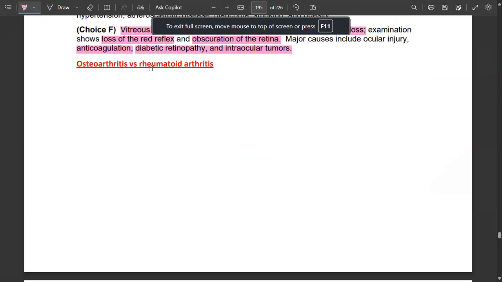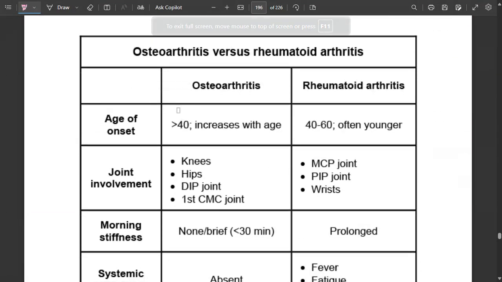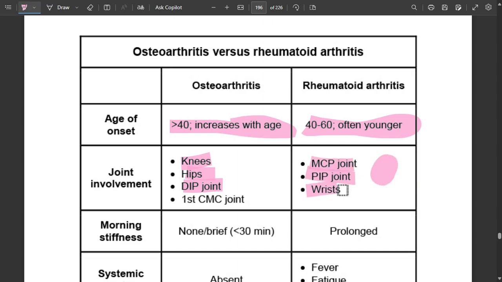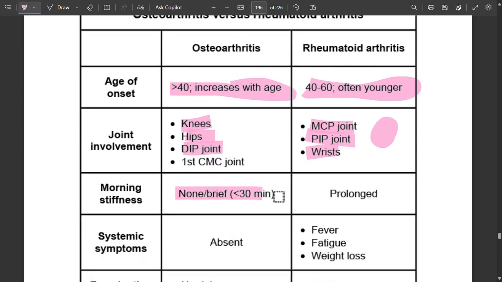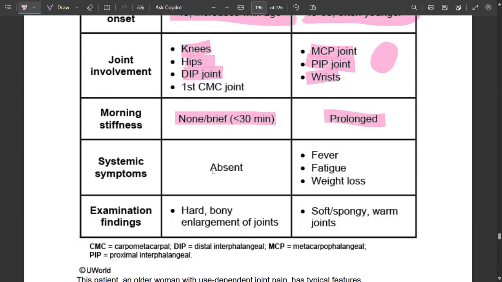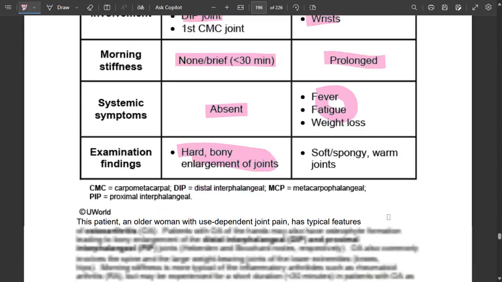Okay, let's talk about osteoarthritis and rheumatoid arthritis. Osteoarthritis occurs with increased age, people aged 60 or more, and is often younger in rheumatoid arthritis. Knees, hips, and DIP joints are most commonly involved in osteoarthritis, but DIP is spared in rheumatoid arthritis. MCP joints, PIP joints, and wrists are most commonly affected in RA. Morning stiffness is none or brief in OA, while it is prolonged in RA. Symptoms are absent in one and present in the other. Hard bony enlargement of joints in OA, versus soft, spongy, warm joints, especially in rheumatoid arthritis.